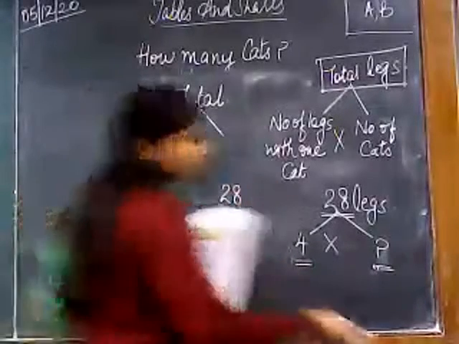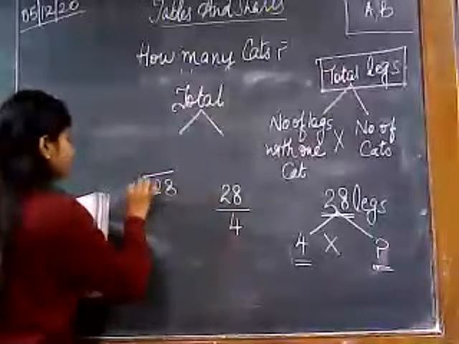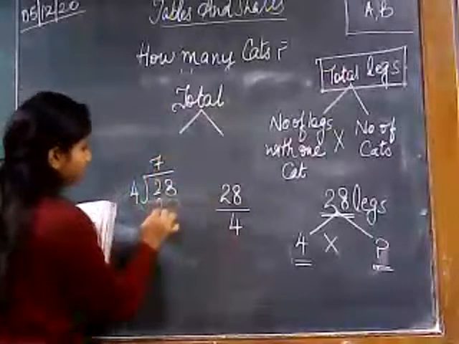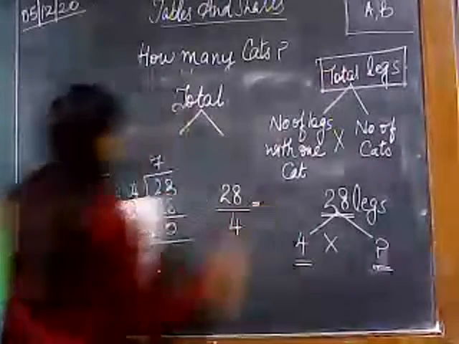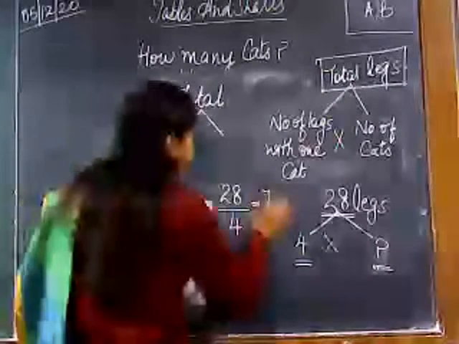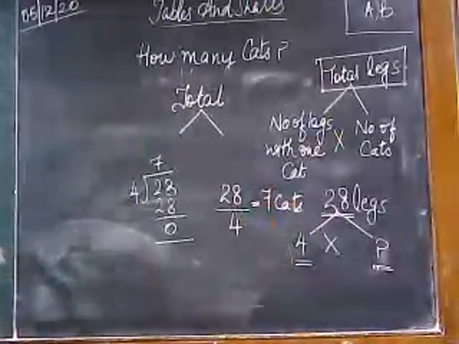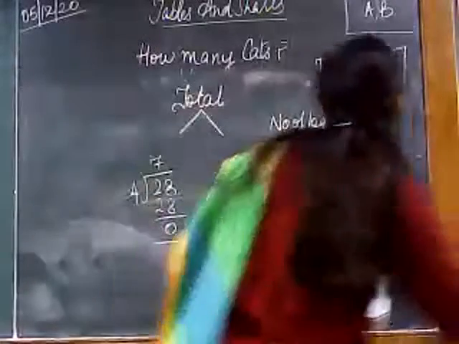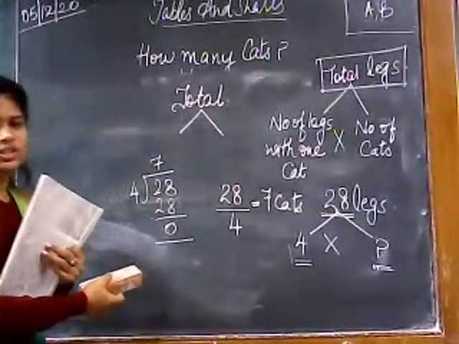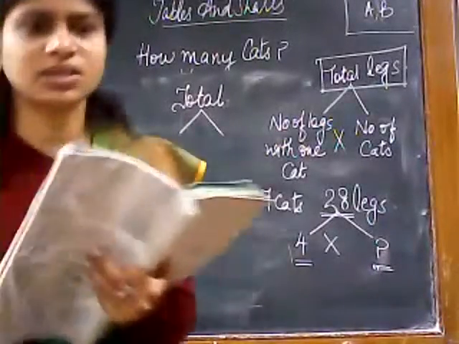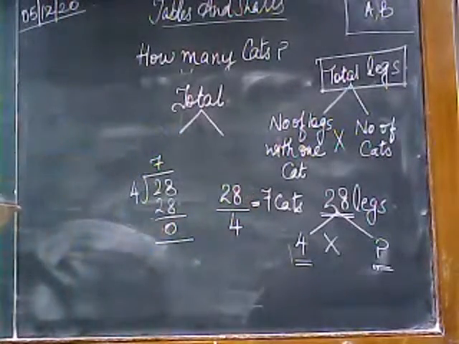So how is 28 divided by 4? Which gives 4 7s are 28 and 0 remainder. So we get to know that there were 7 cats. This is the division method. Has everyone understood this method of getting to the answer? I hope everyone has understood this method of arriving at the answer.